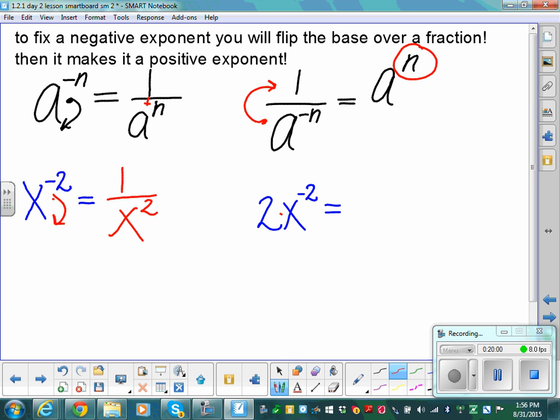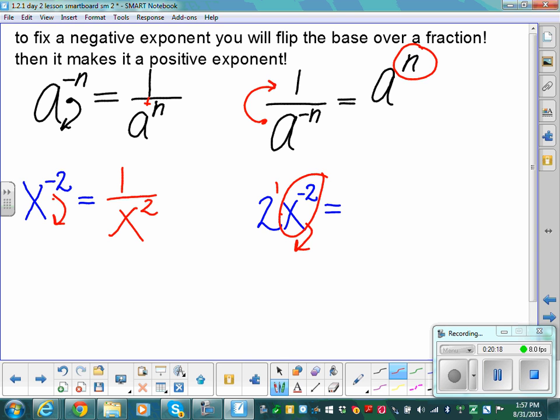Okay, so for those of you that didn't catch that, what's my exponent on 2? 1. Positive 1. Is that a negative exponent? No. So you need to leave it alone. So this is not a negative exponent. You need to leave it alone. But x to the negative 2 is a negative exponent.